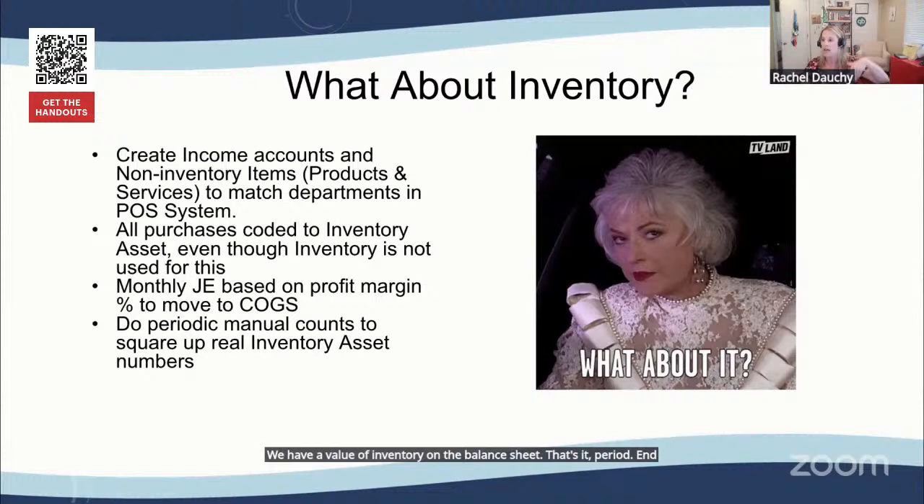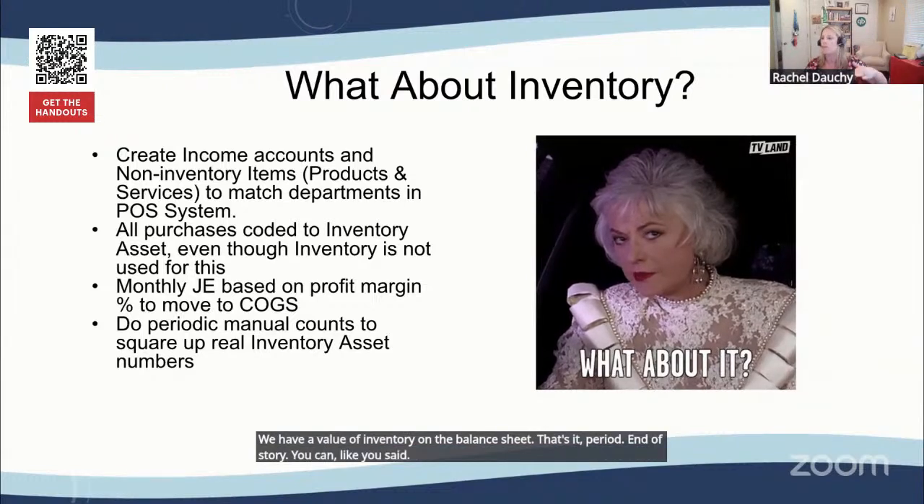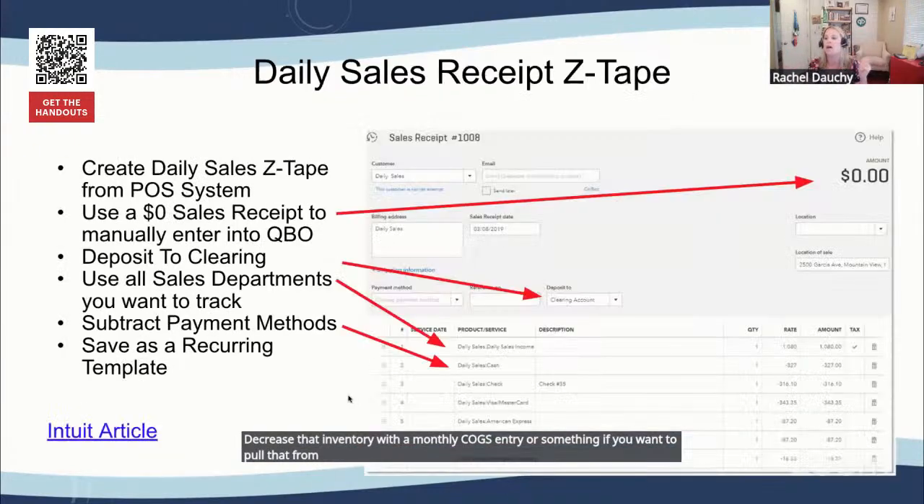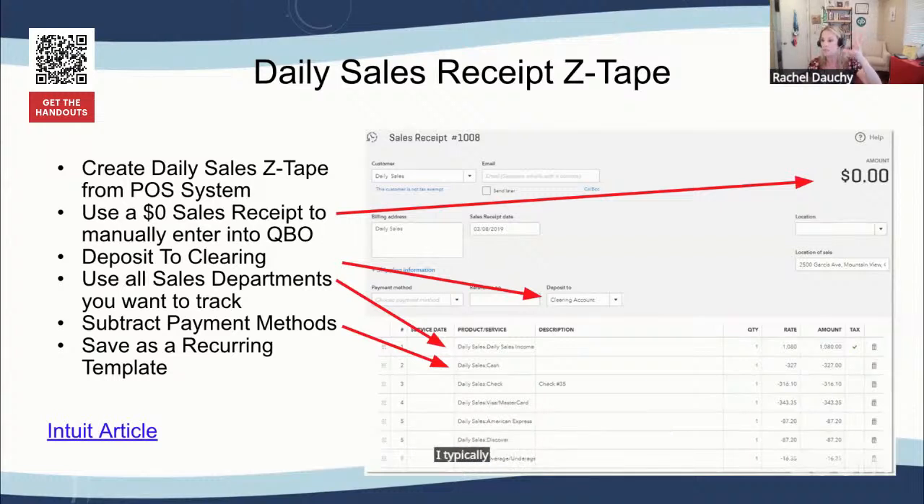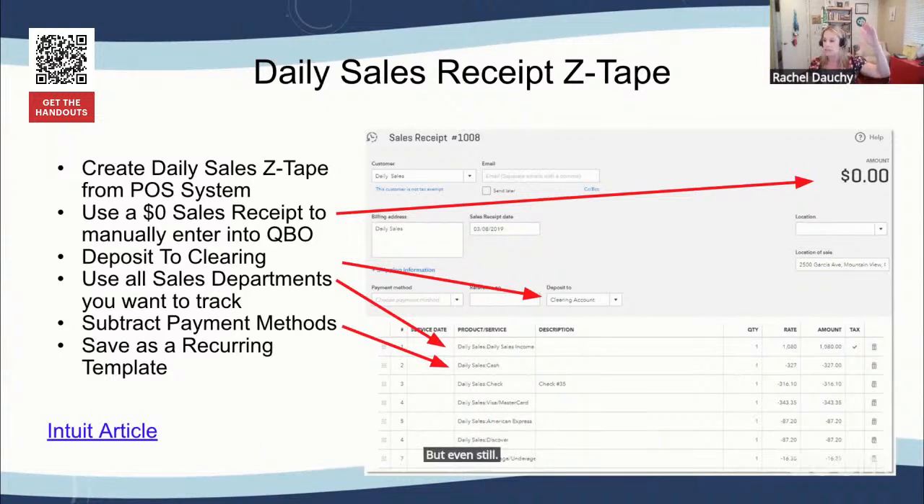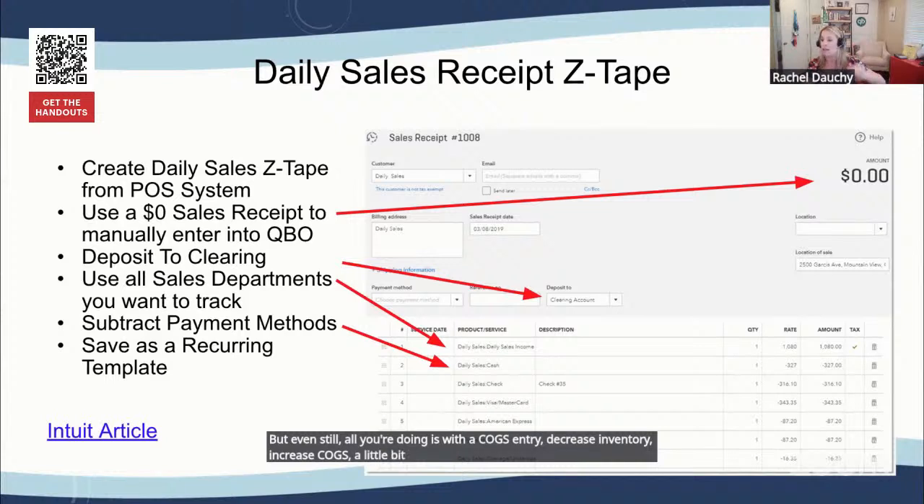You can, like you said, decrease that inventory with a monthly COGS entry if you want to pull that from your system. Like if you're using Katana or something, you can pull your monthly cost of goods sold and post it. I typically pull in systems that will push a cost of goods sold entry with every point of sale, because that's perpetual inventory. But even still, all you're doing with a COGS entry is decreasing inventory and increasing COGS a little bit with every single sale. It's just a balance sheet thing. That's it. Yeah.